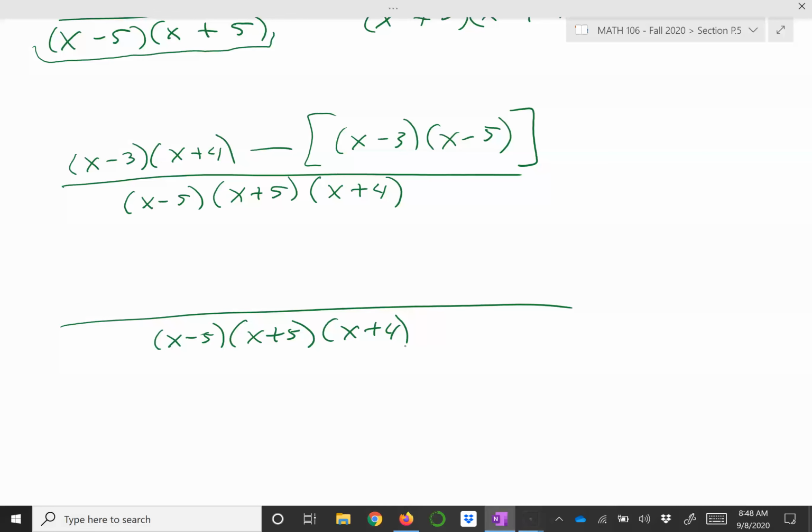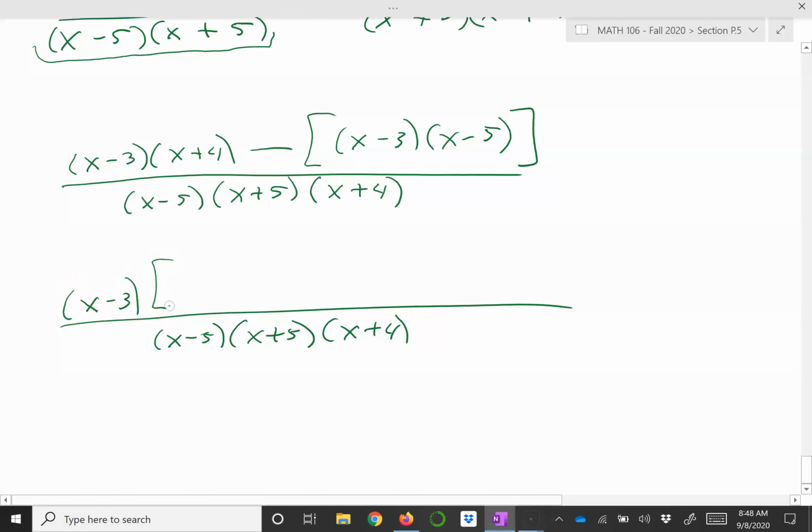Do you see that I have two terms here, right? The x minus 3, x plus 4, that's one term in the numerator, and then it's separated by a negative sign. So I'm going to factor out an x minus 3, because if you could leave it in factored form, that's probably better. And let's see what we have left over.